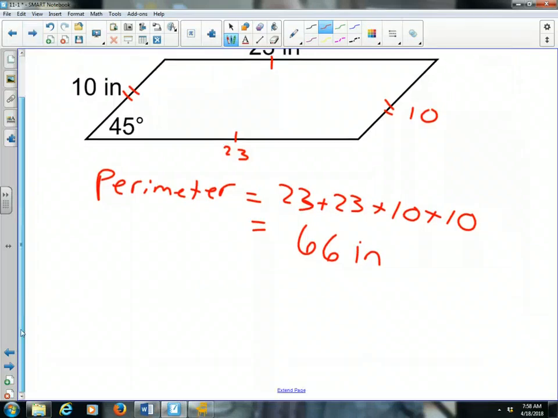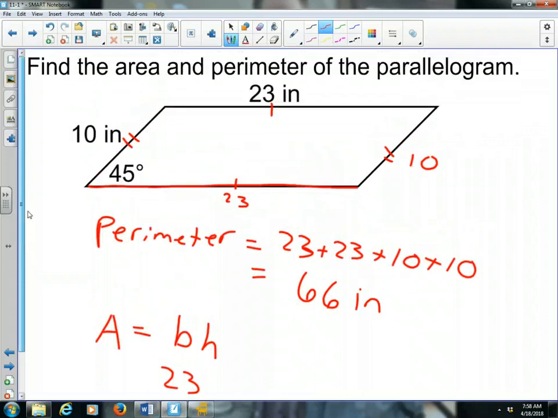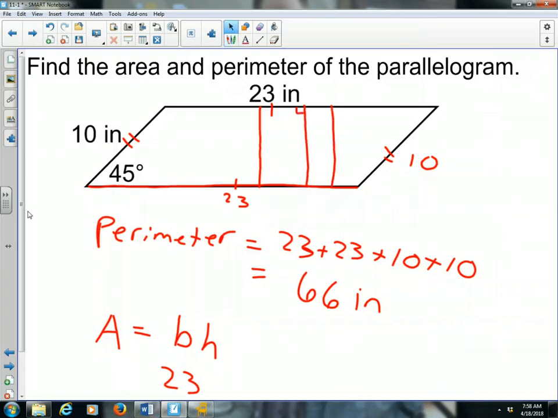However, the area is how many square units fit inside. It is base times height. Well, I know the base. This distance right here is 23 inches. I do not know the height right now. The height is this distance, or this distance, or this distance. As long as it's perpendicular between the 2 parallel sides, I'm going to draw it strategically right there. This, friends, is going to be my height, right there.